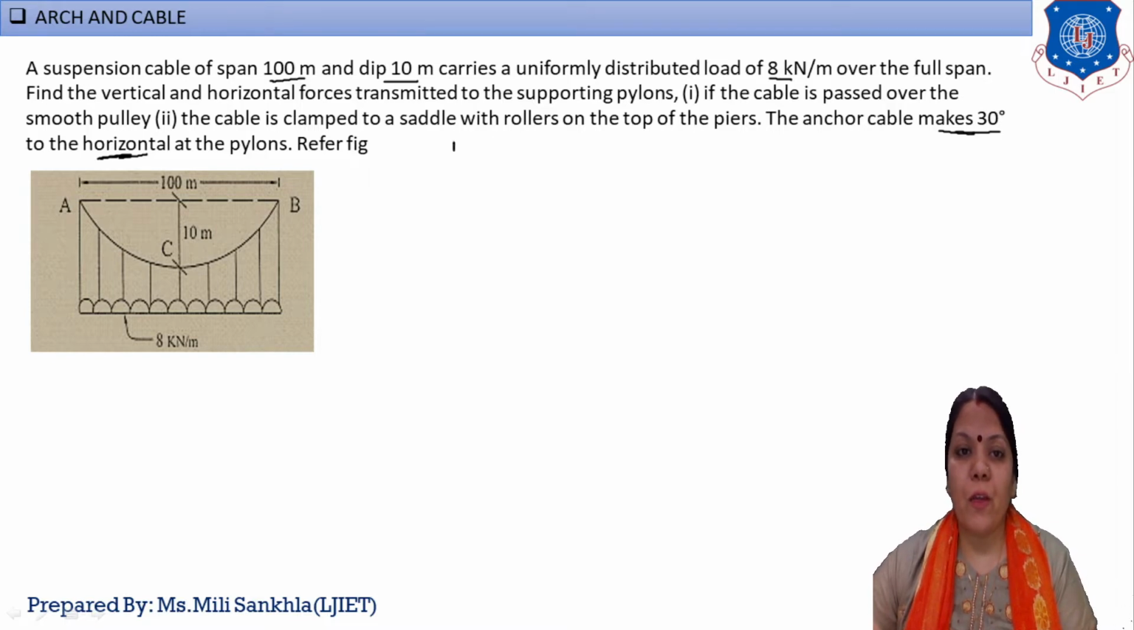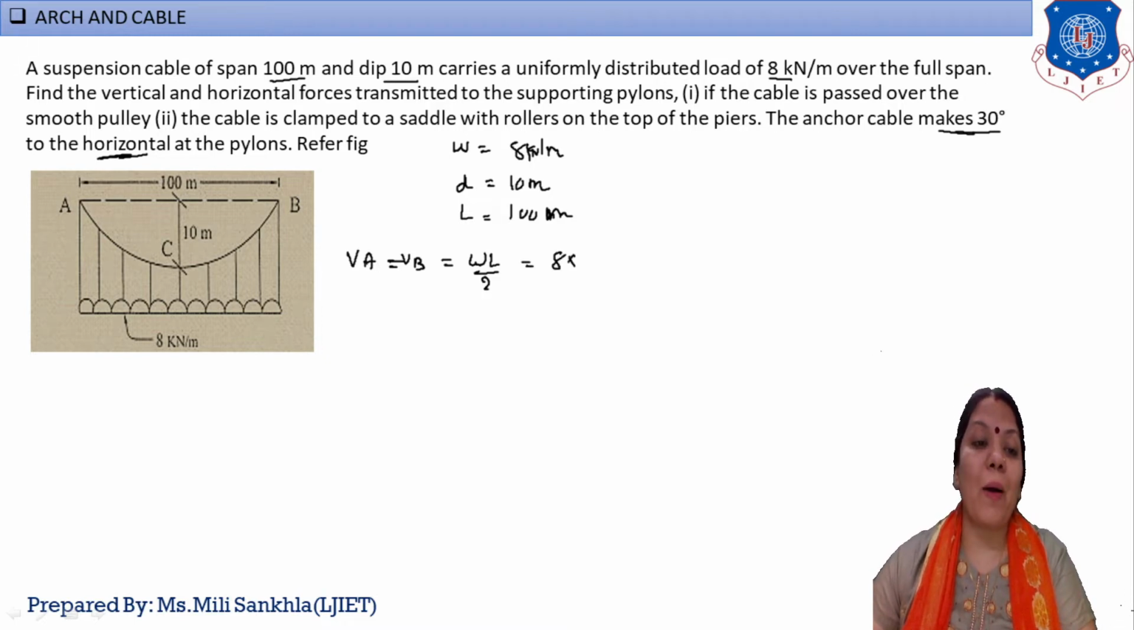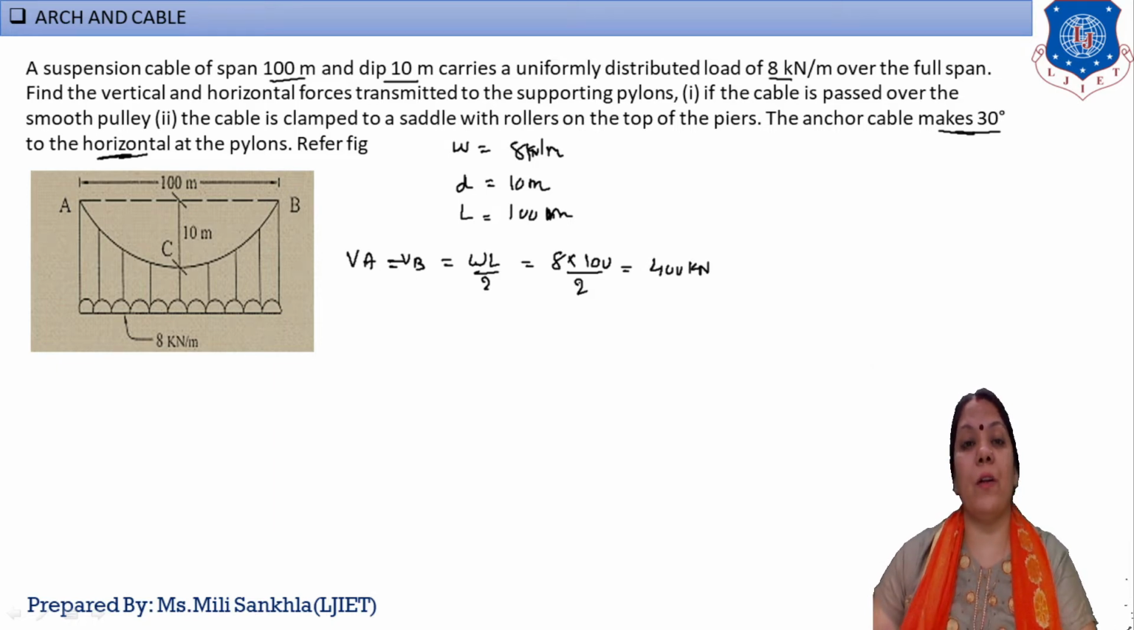First of all, mention the data. W is given 8 kilonewton per meter, then dip D is given 10 meter, and span L is equal to 100 meter. Now first of all, we find out our support reactions VA and VB. VA and VB is equal to WL by 2. Now what is the value of W? That is 8, 8 into span 100 meter by 2, and my answer of VA, VB is equal to 400 kilonewton. Clear?